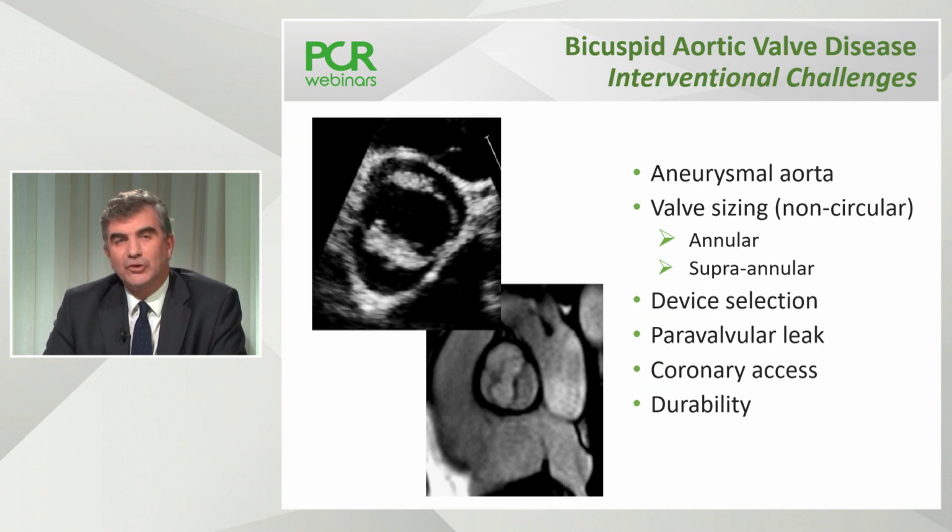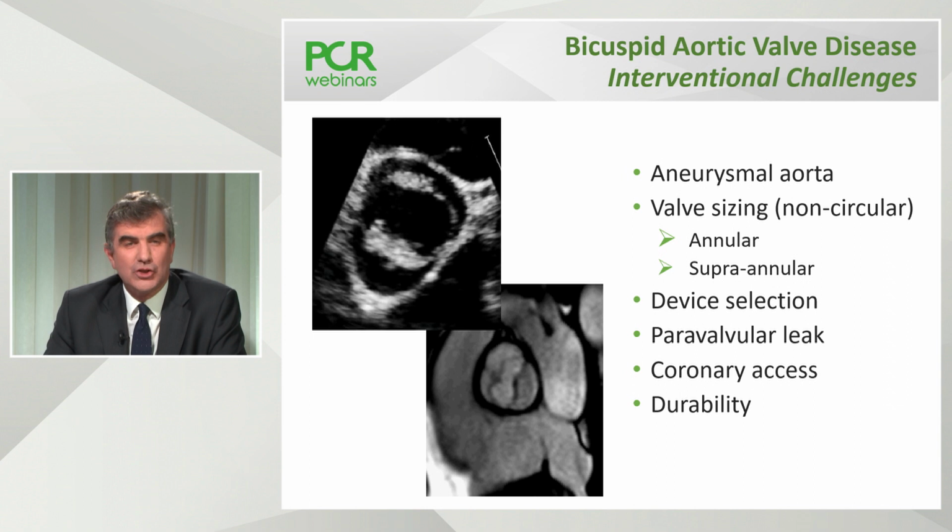When we think about the challenges of the anatomy in relation to intervention, we need to remember that the aorta is frequently aneurysmal and tortuous, which may have impact on our delivery technologies. That the valve orifice is frequently oval or non-circular, so sizing the valve can be challenging and difficult, and we'll be discussing that in some detail.